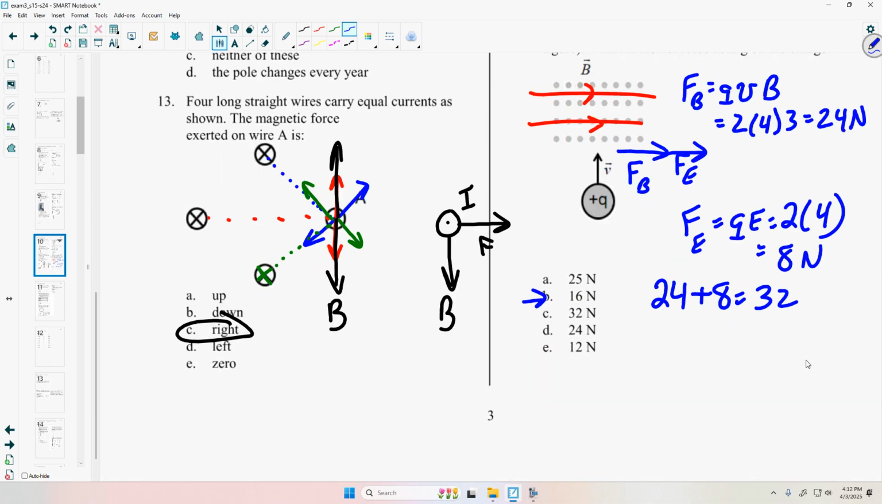And then if I'd gotten it where they were like this, where, say, 24 is up and 8 is to the right, and there is a problem like that in past exams, then the answer would be the square root of 24 squared plus 8 squared, which I think is 25, if I'm not mistaken. I'm pretty sure that answer is on there somewhere. Yeah, that's 25. All right, so if they're in the same direction, add them. If they're in opposite directions, subtract them. And if they're perpendicular, you add them like vectors. So I do the square root of the sum of the squares.